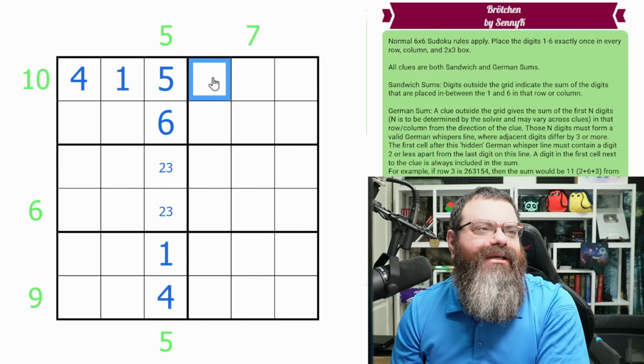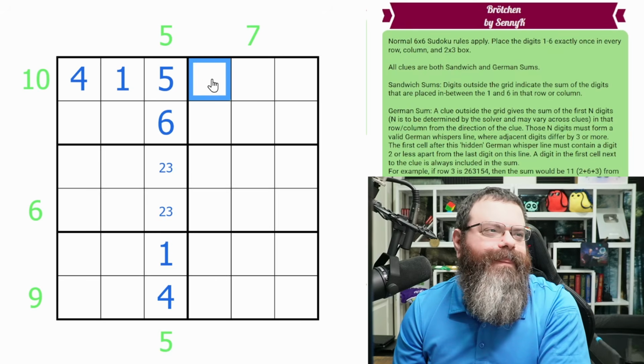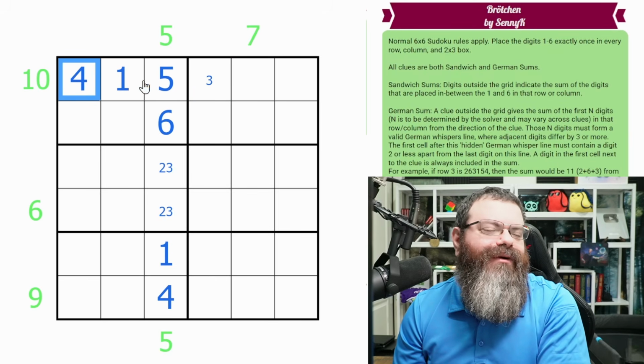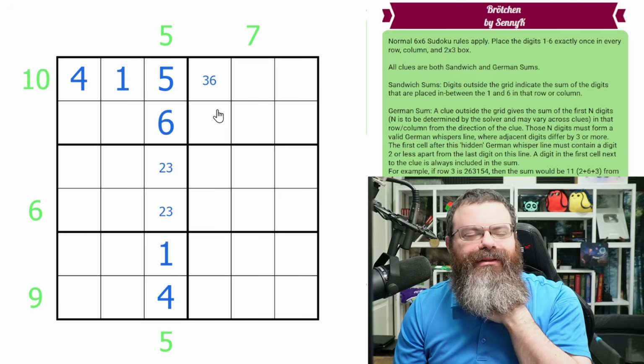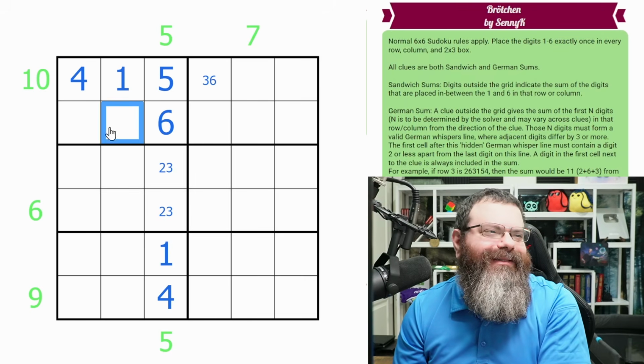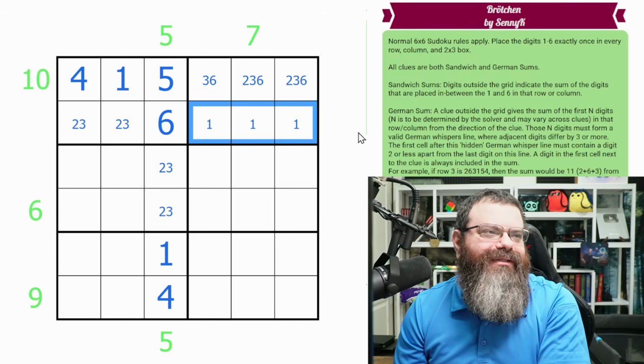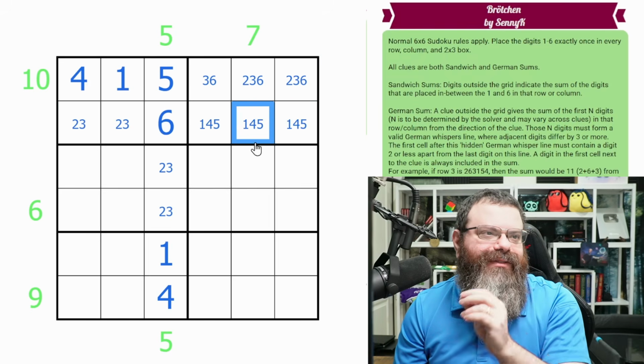Now this has to be close to 5. So it could be a 3. It can't be 4, because there's a 4 in the row. Or it could be 6. Basically, the 2 is out. This is 2, 3. This is 2, 3, 6. This is 1, 4, 5, which may be helpful for this.